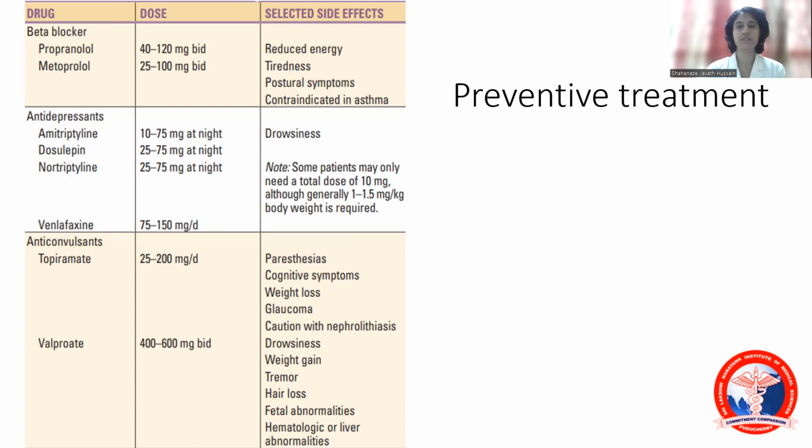The group of drugs used for this, the first one, are the beta blockers, propranolol and metoprolol, followed by antidepressants like amitriptyline, nortriptyline, and venlafaxine. Anticonvulsants like topiramate and valproate. Coming to beta blockers, they are quite safe and effective, but a history of bronchial asthma has to be taken, as they are contraindicated.